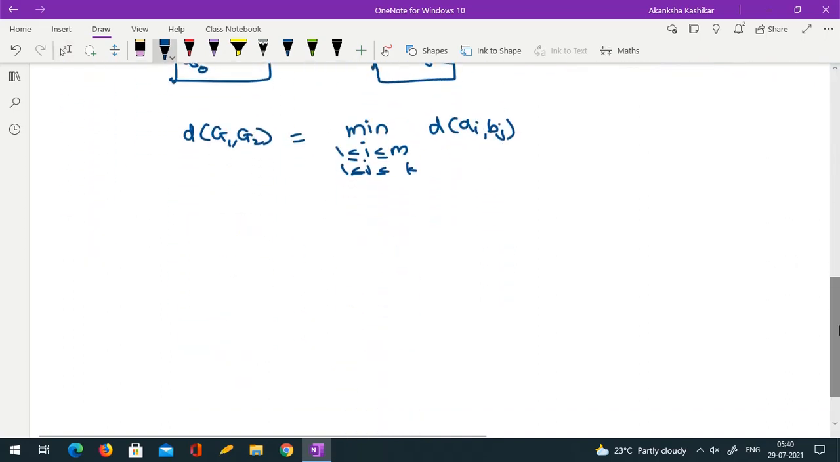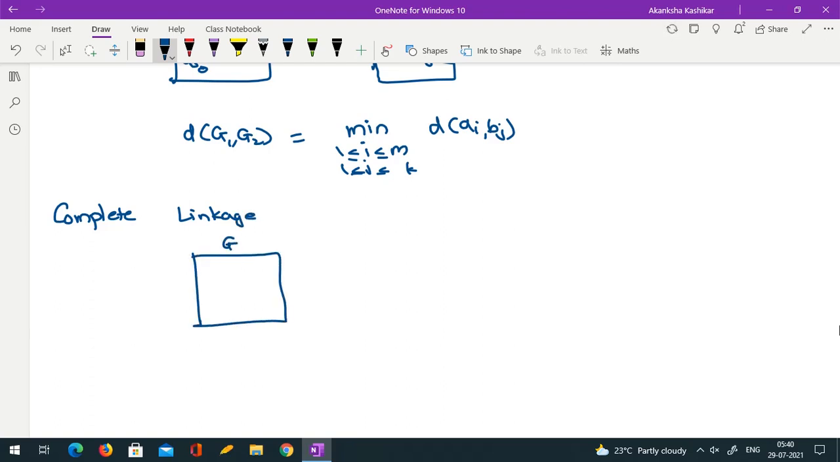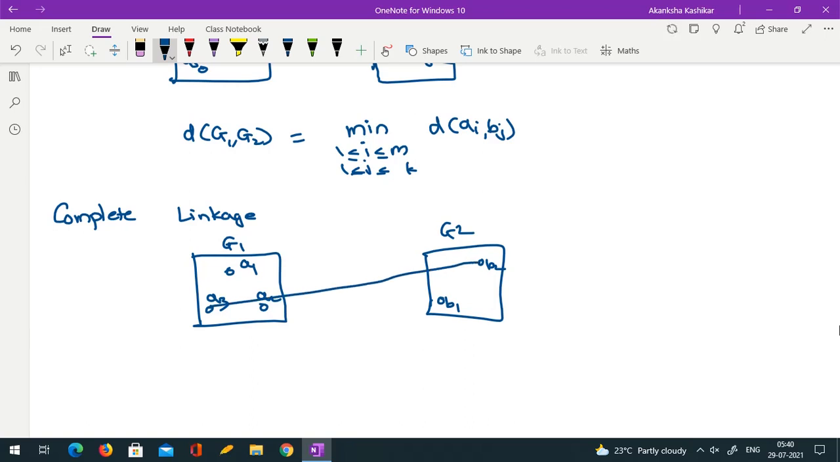Next is something called complete linkage. So if you consider shortest possible, why not longest possible? So if I have this as G1 and this as say G2, suppose I have A1, A2, A3 here and B1, B2 here, then maybe the largest possible distance is suppose A3, B2. Then we take distance between the two groups as distance between A3 and B2.